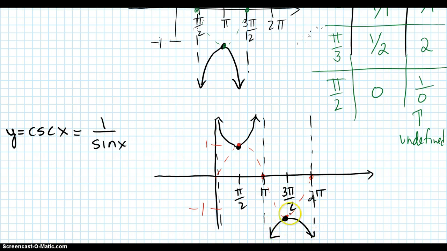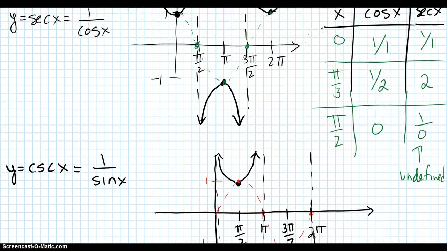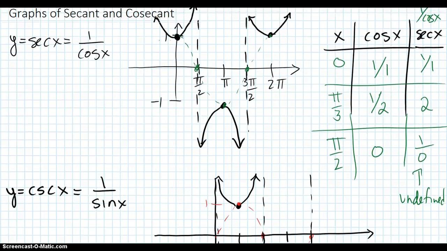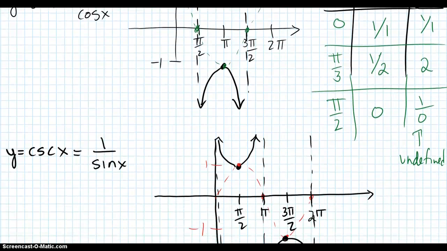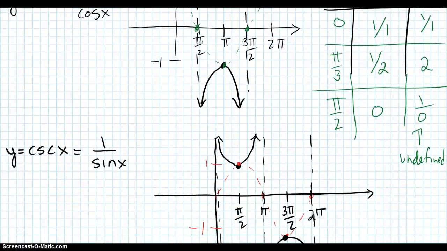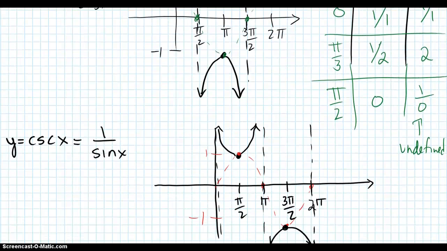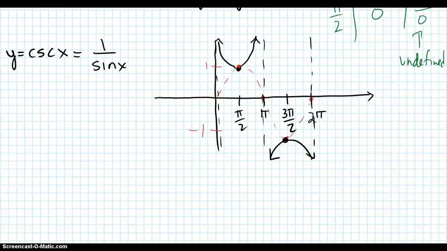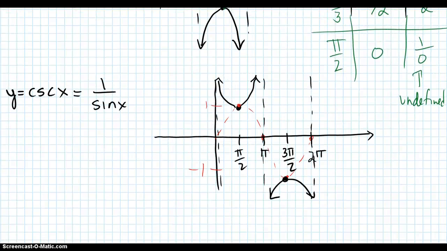So it's just a shift of 90 degrees, which makes sense because secant and cosecant are cofunctions of each other. So secant and cosecant should be a pi over 2 shift, which it is. So that is the graph of cosecant.